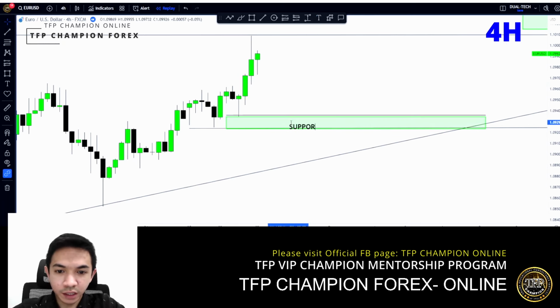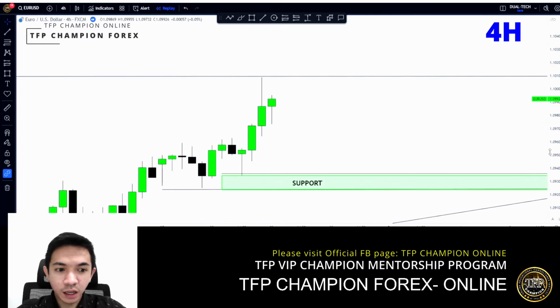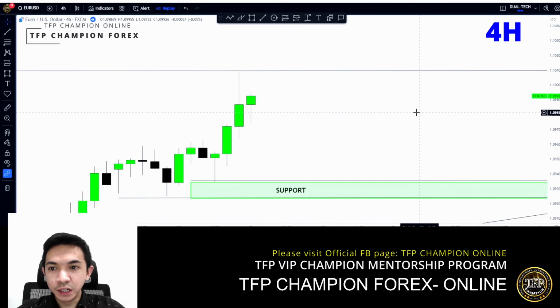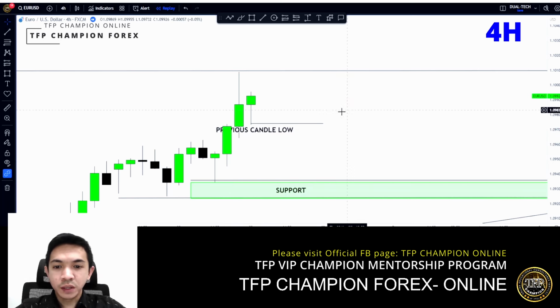Now, like I said, we incorporate our previous candle support, the previous candle highs and lows. So these are our current lows on the 4 hours, right? That is the previous candle low. Okay, let's say on a 4 hour, what I want is a break of this previous candle low so I can say whether there is any momentum from sellers.